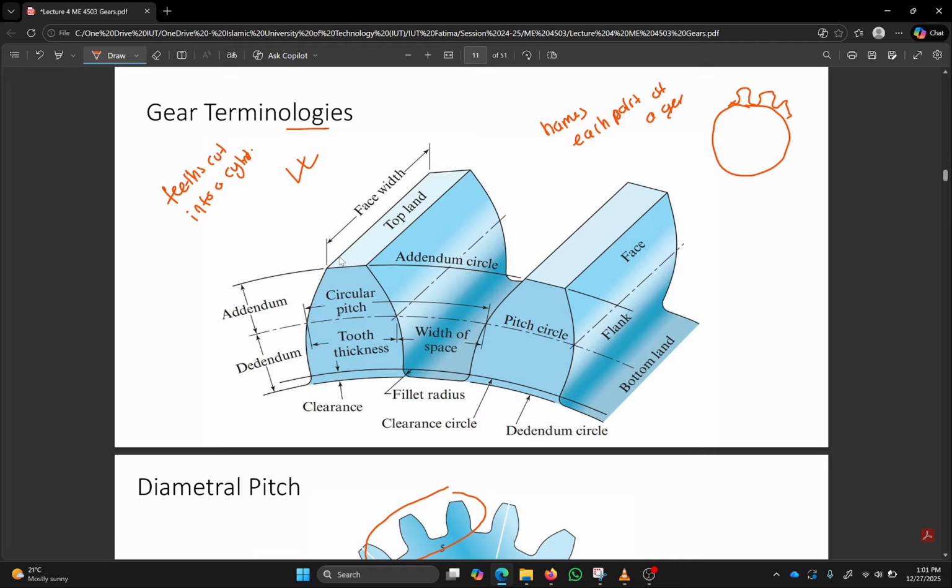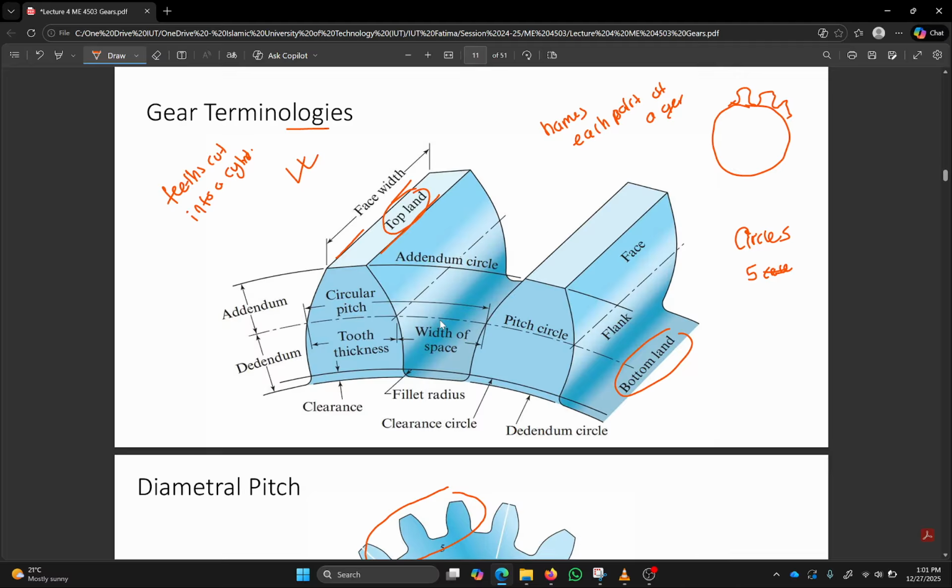So circles are very important when you're actually talking about gears. There are five circles that you have to know when you're dealing with gears. The circle that goes to the top edge of the gear is called the addendum circle.